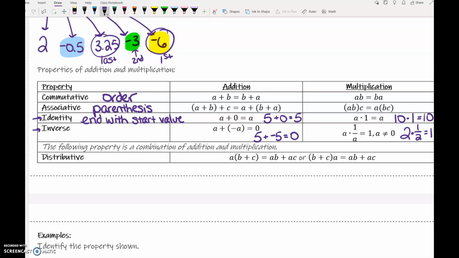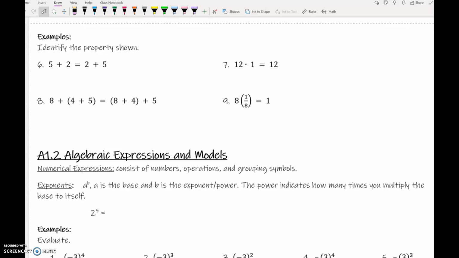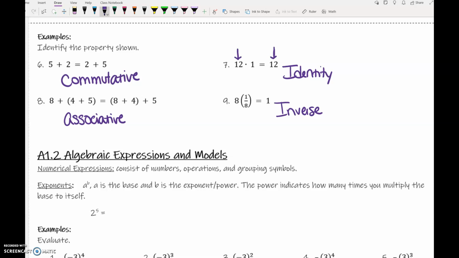And then distributive property, that's where you multiply the number into the parentheses. I feel like that's the one that you're like, oh, distributive, I know that one. I got that one. I'm good. Right? Is that accurate? So on the next page, I would like you to try identifying the properties that are shown. So take a moment and try this on your own. All right.